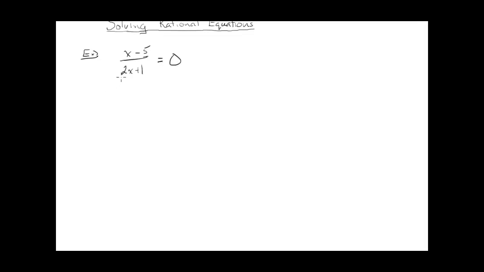One way to do this is to think about how you would solve a linear equation. Let's say x over 2 equals 5. The way you'd solve that is you want to remove the denominator. So you multiply both sides by 2, and these divide out, and you get x equals 10. You can do the same thing here. We want to remove the denominator.